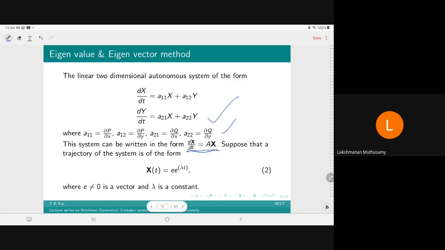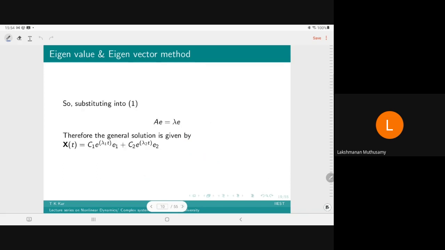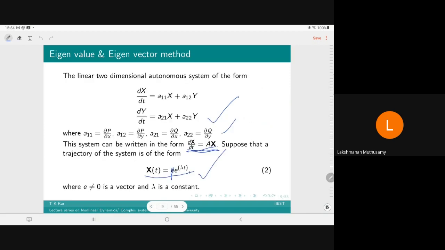Now for this system, if you consider a trajectory of the form x equal to e to the power lambda t, where e is a vector not equal to 0, and lambda is a constant, and this is the solution, then substituting, you will get a characteristic equation, and from the characteristic equation you will get the lambda, say for the two-dimensional case, lambda 1 and lambda 2. So if you find the value of lambda as lambda 1, lambda 2, whether it is real or complex, then look at this solution.